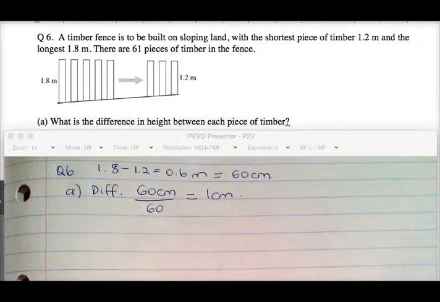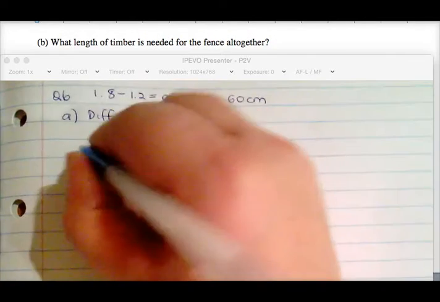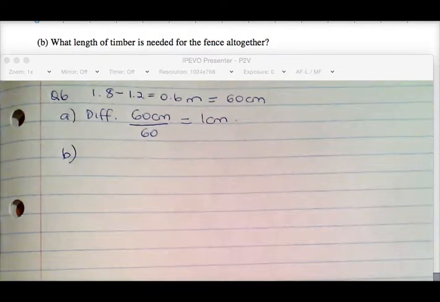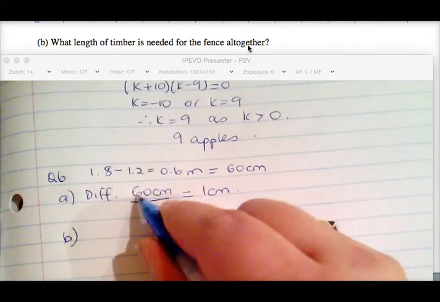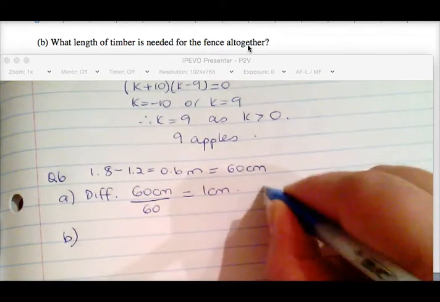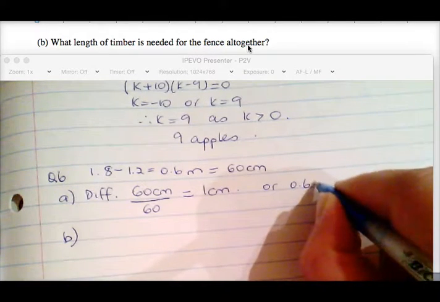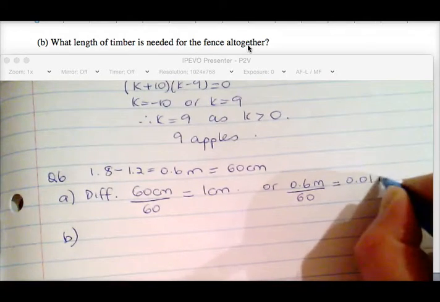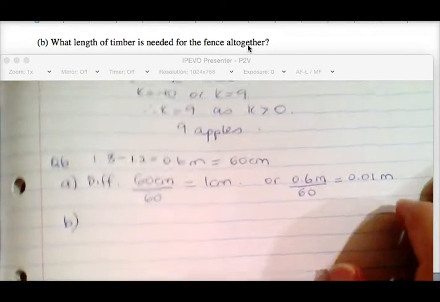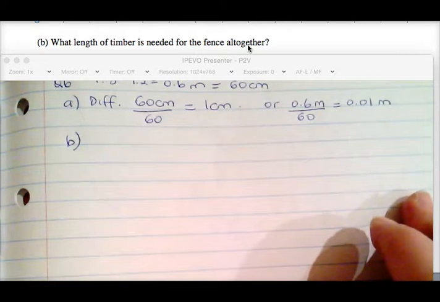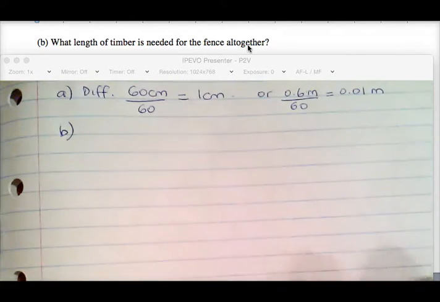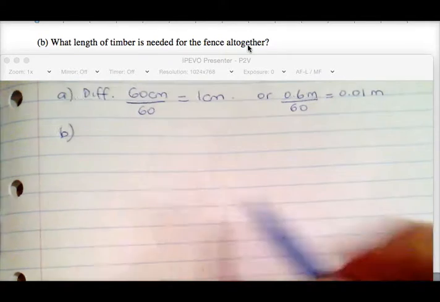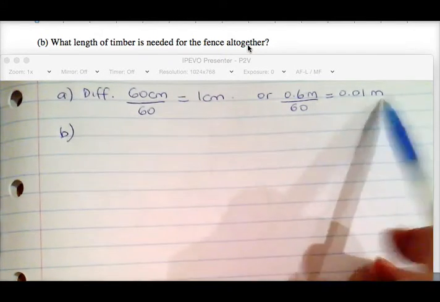So we'll now look at part B. Now the next part of the question says what length of timber is needed for the fence altogether. So if you want, you can remember that 60 centimeters divided by 60 is 1 centimeter, or you could have just kept it in meters. 0.6 meters divided by 60 is 0.01 meters. So you can actually just keep it in meters if you want. Otherwise you're going to have to go and change all your units. So I think we'll just keep it in meters. So we've got 1 centimeter, which happens to be 0.01 meters.